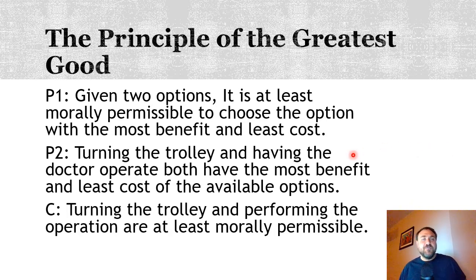So here's the argument. Here's the set of reasoning that leads to this. We have this first premise that says that given two options, it is at least morally permissible to choose the option with the most benefit and the least cost. Right? That's a kind of principle of the greatest good. What matters is what happens when you do something. What matters are the overall consequences, in other words.